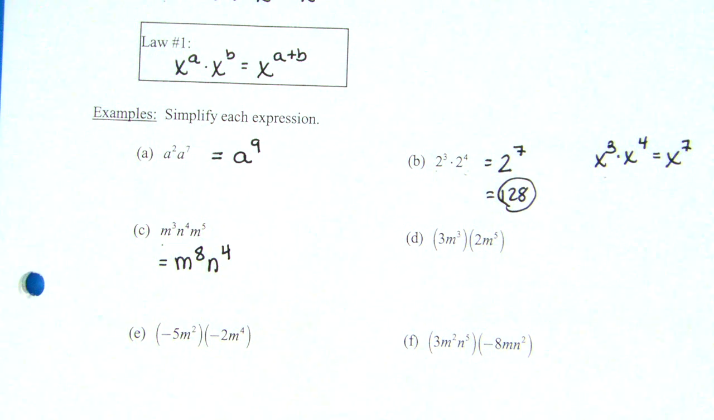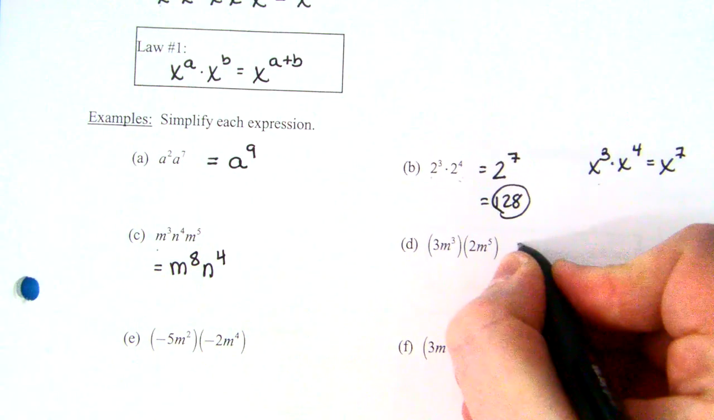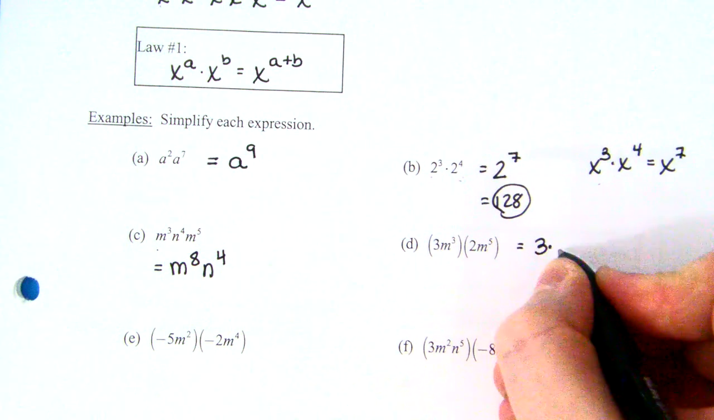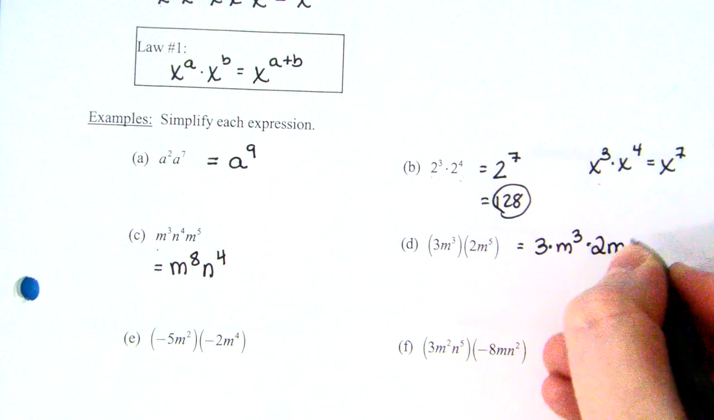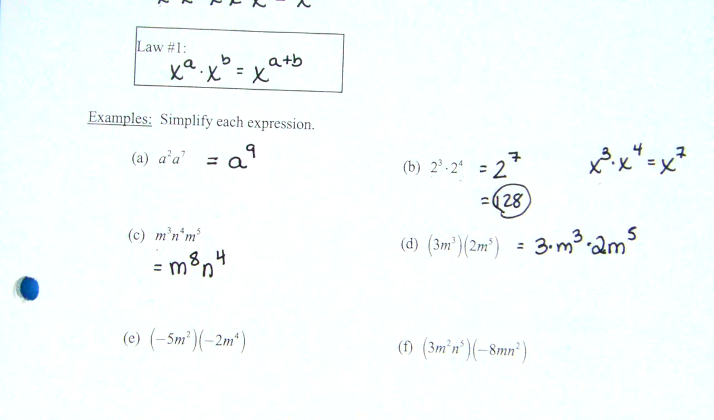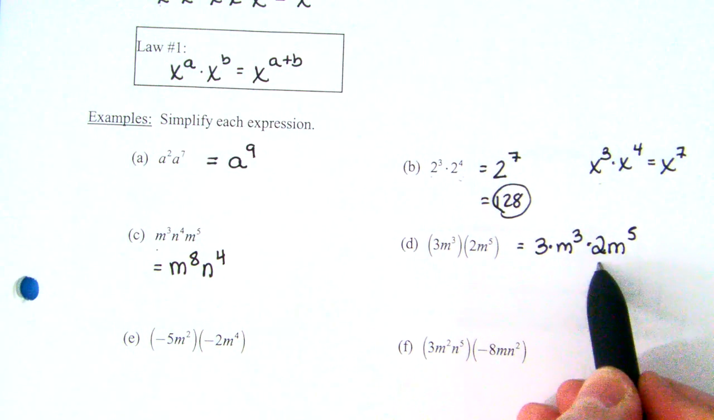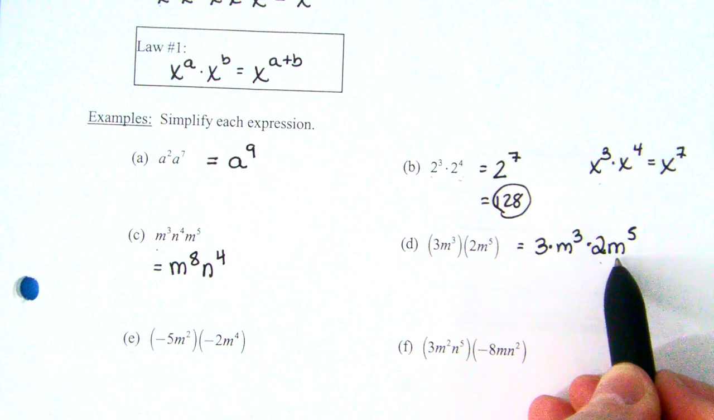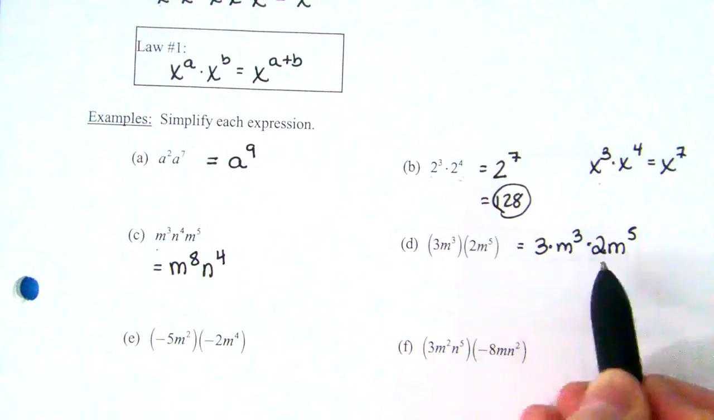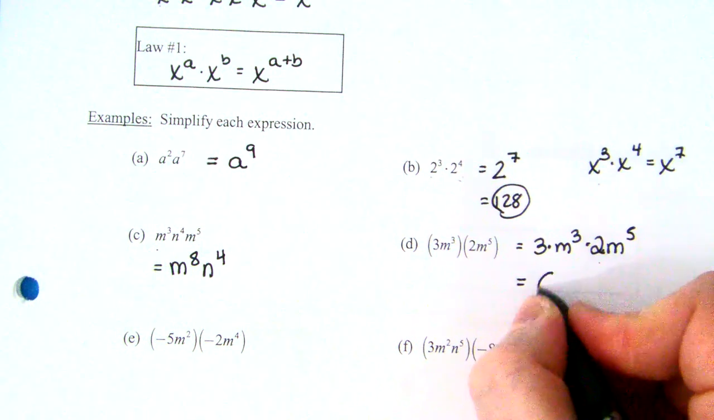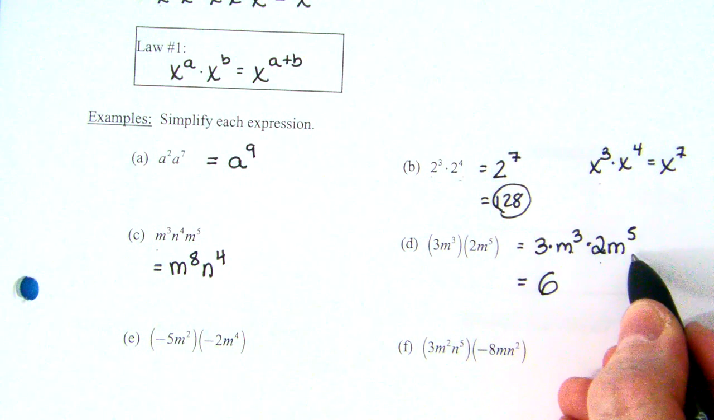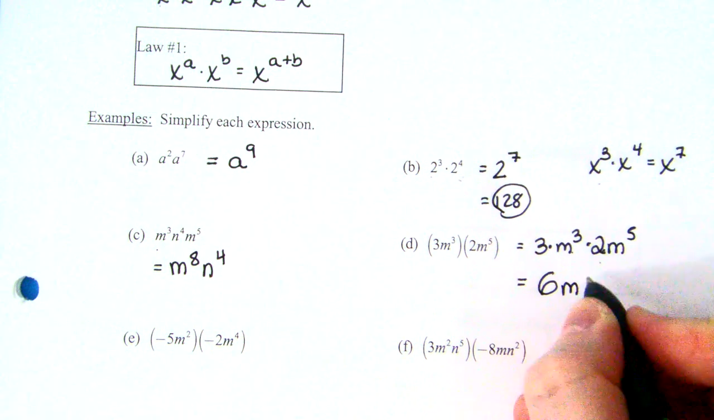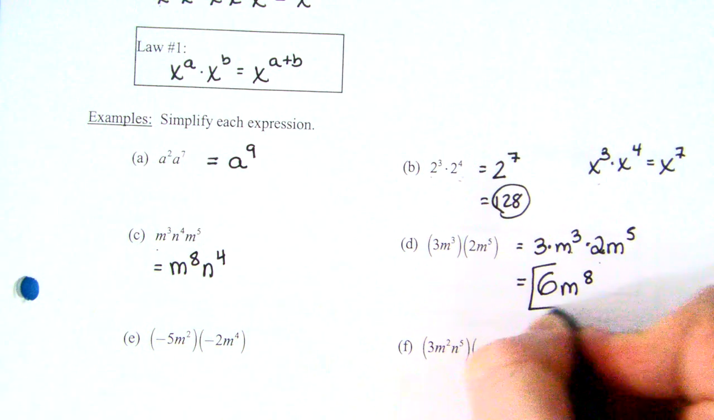In letter D, I actually don't need those parentheses there. This is really like saying 3 times m cubed times 2 times m to the 5th. I'm going to multiply the numbers, and I'm going to multiply the variables. When I multiply 3 times 2, I'll get 6. And when I multiply m to the 3rd times m to the 5th, we're going to get m to the 8th. That's it.